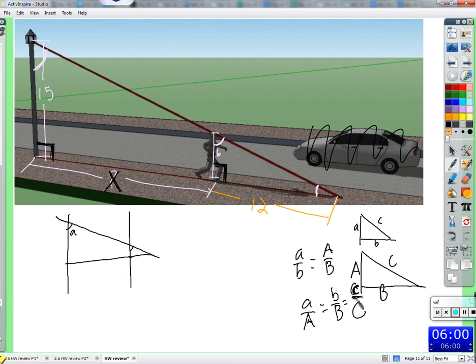Property of triangles, similar triangles that you want to use. What are we trying to find? We're trying to find this guy right here. So when you try and set up an equation to allow us to solve for x, or set up an equation that will find a value that helps us find x. Okay.